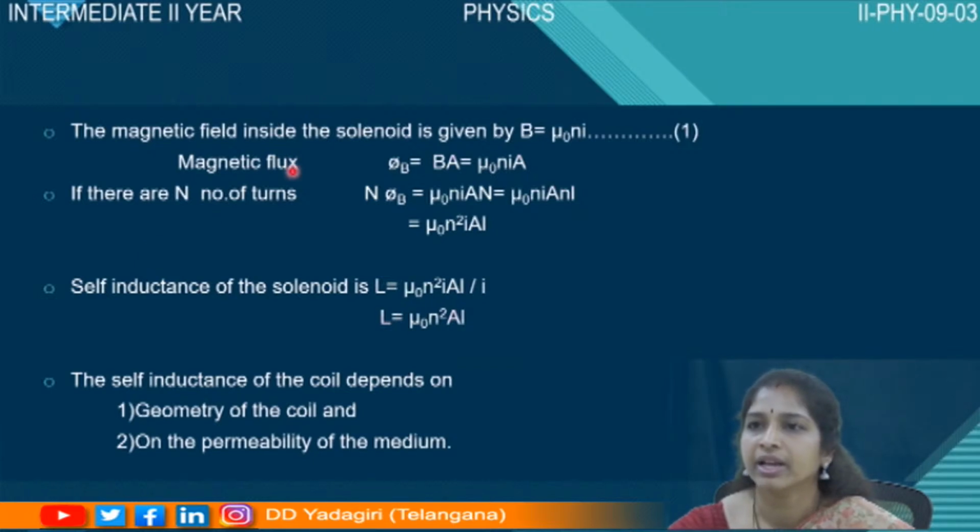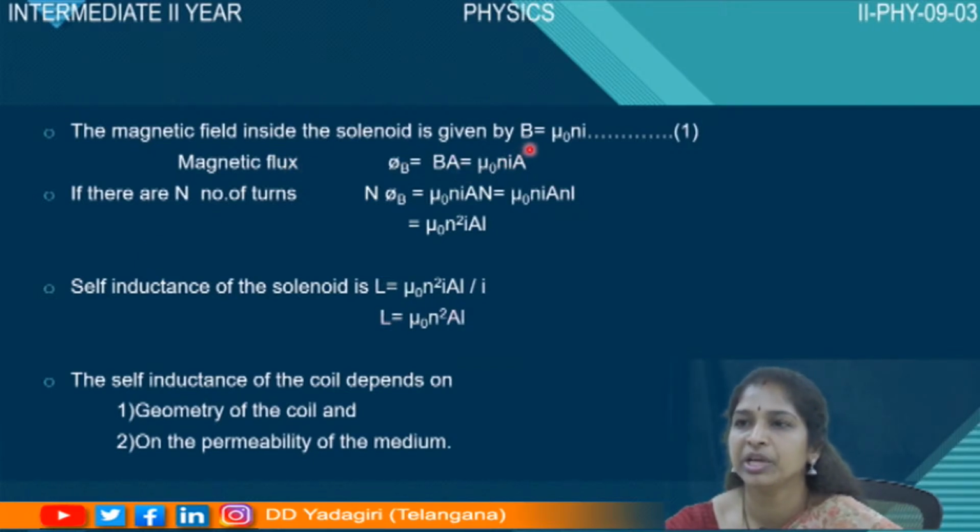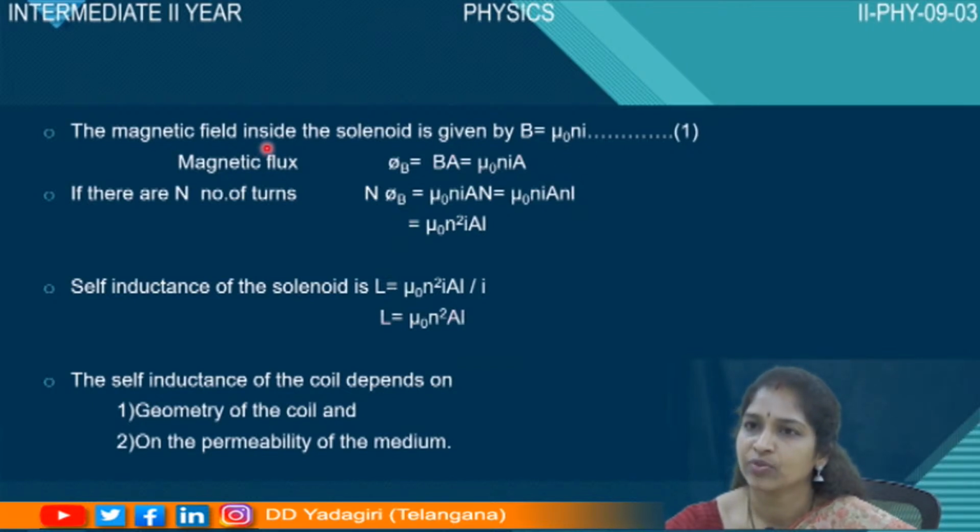Now, what is the magnetic field inside the solenoid? That is B equals to mu naught nI. This we have already discussed in moving charges and magnetism: the magnetic field due to a solenoid is B equals to mu naught nI. But now we want magnetic flux in order to calculate the self-inductance. We know flux phi B is B into A. B is mu naught nI, so substituting, I get phi B equals to mu naught nI into A. So if there is only one turn, we get mu naught nIA.